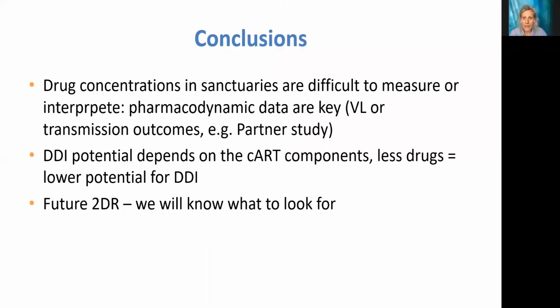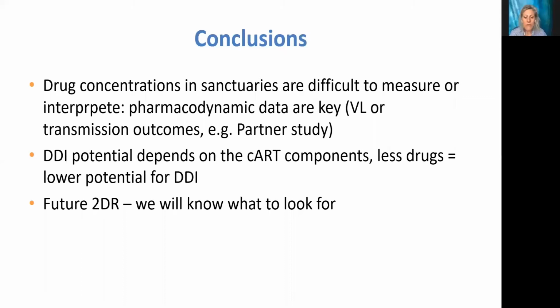pharmacodynamic data, and these are key, and they involve the measurement of viral load in sanctuaries, or they could be larger public health studies like the partner studies, and these are again key in what kind of information helps us understand that HIV replication in sanctuaries is not clinically relevant.